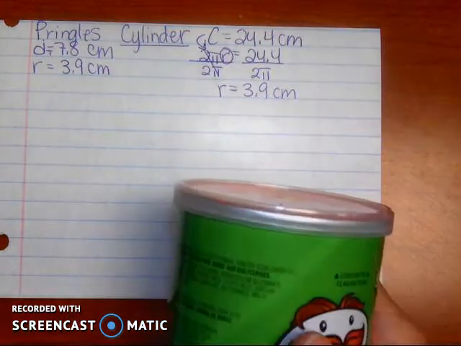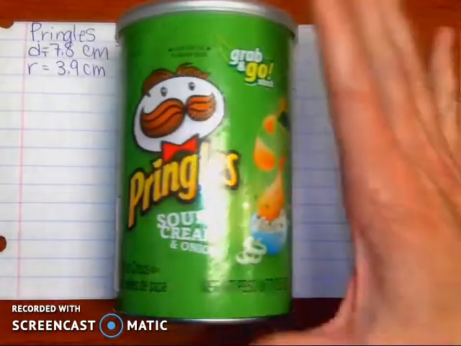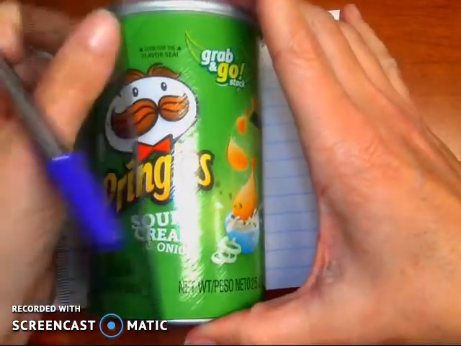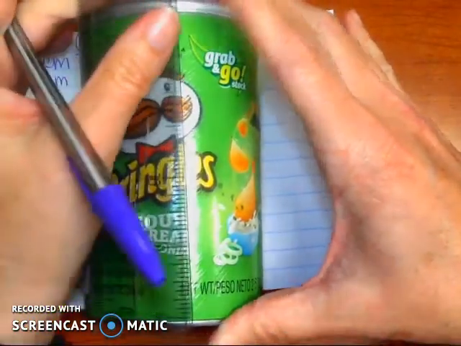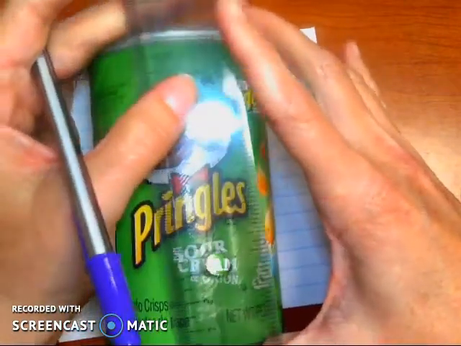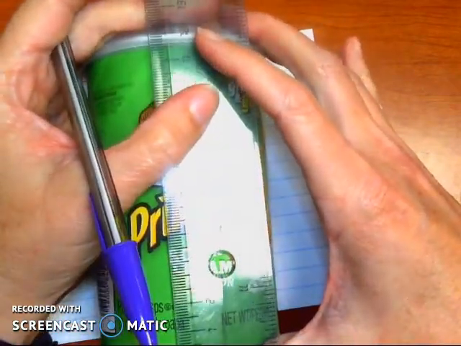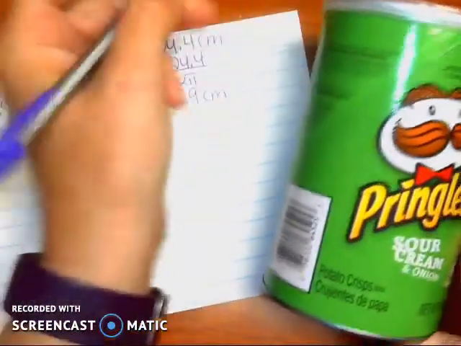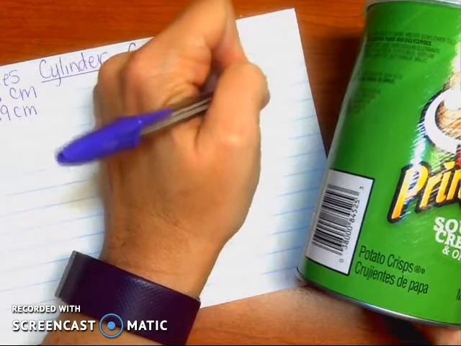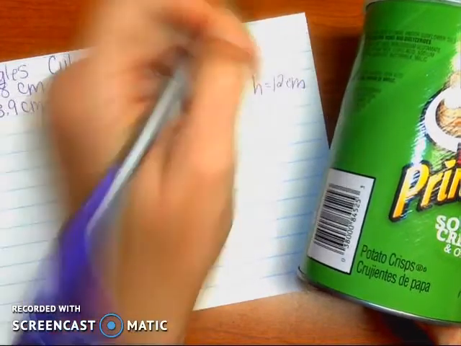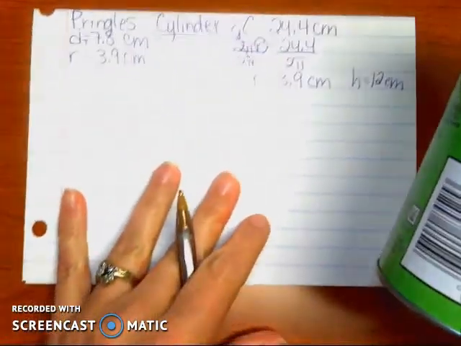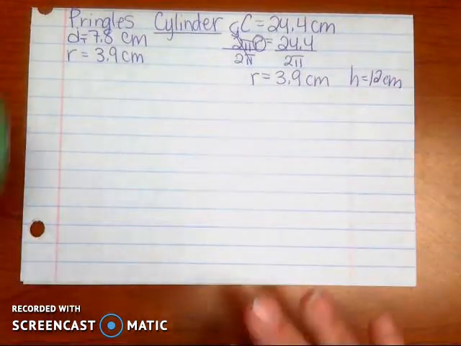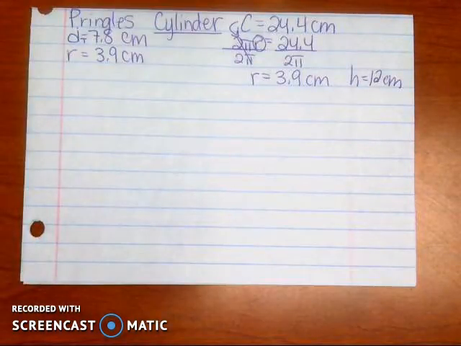Now I need to measure my height. So I'm going from the top of the can to the bottom of the can. And my height is about 12 centimeters. So H is equal to 12 centimeters. And now I'm ready to calculate surface area and volume.